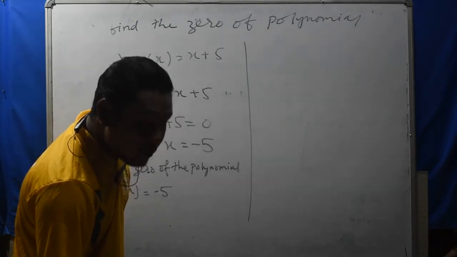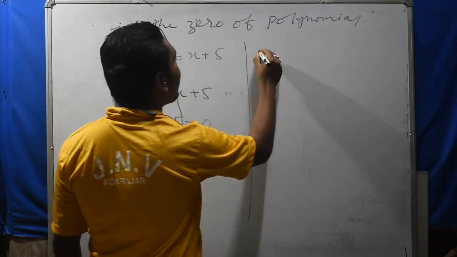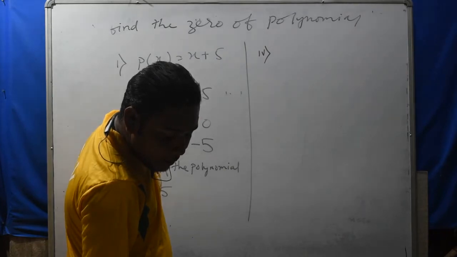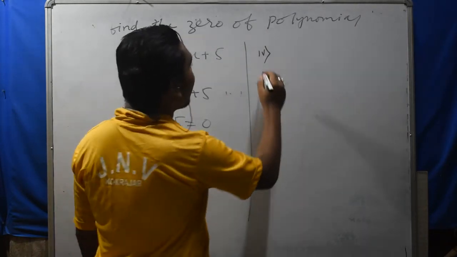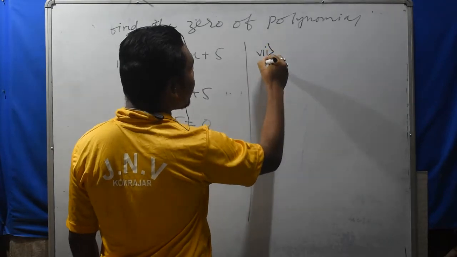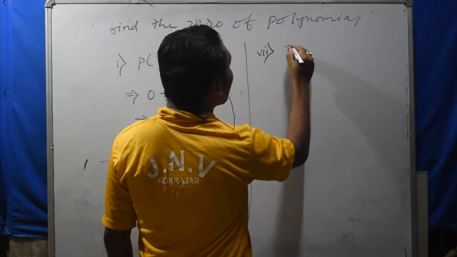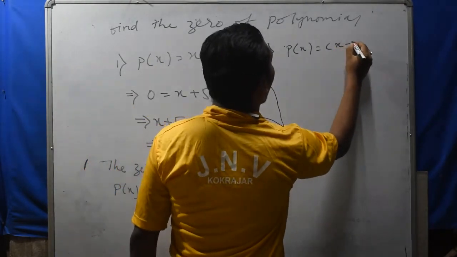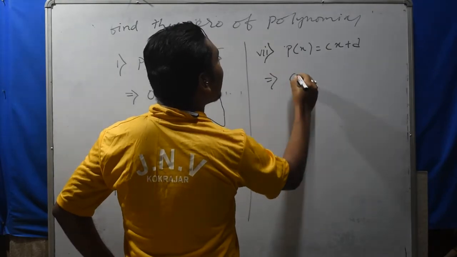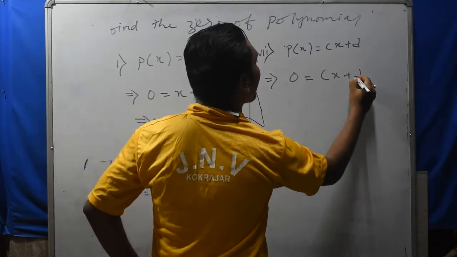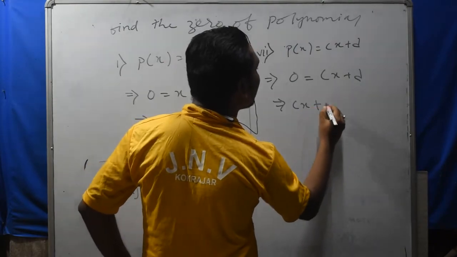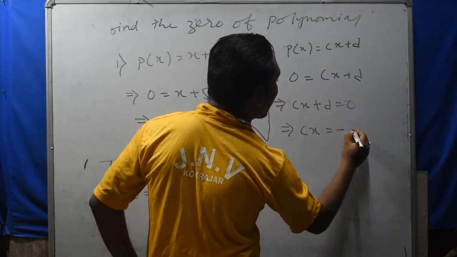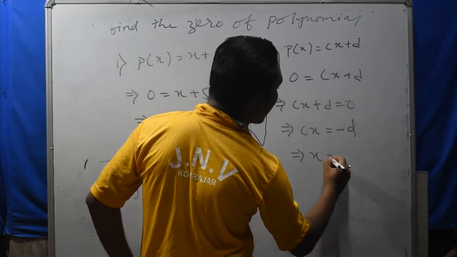Next one. One more we'll do, then it's the end. P(x) equal to 3x minus 2, number 4. Or we do this one, p(x) equal to cx, number 7. P(x) equal to cx plus d. So take this as 0, cx plus d, reverse it: cx plus d is equal to 0. So d will go that side, it will become 0 minus d, that is minus d, and x is equal to minus d by c.